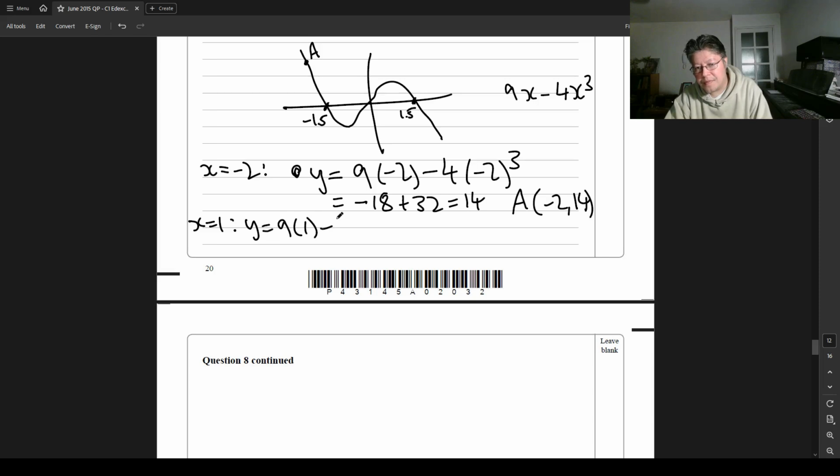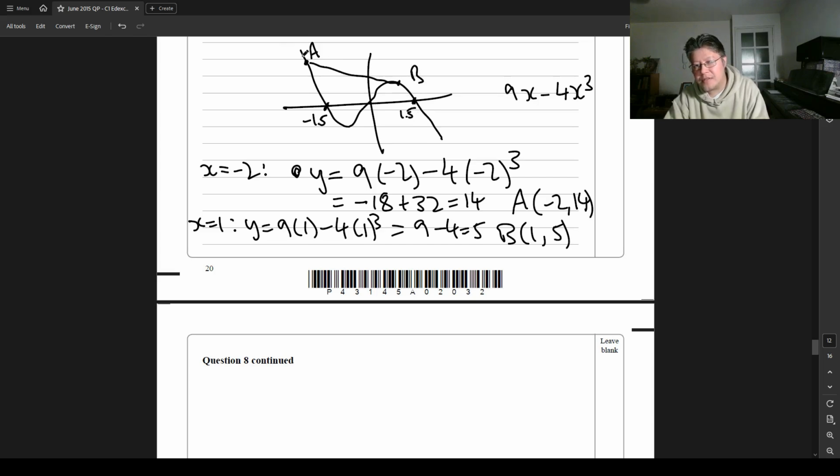9, 1. 1 cubed, so that's a 9. That's minus 4, so it equals 5. So we have the coordinates of the point B is (1, 5). So that was somewhere maybe around here. And we want to get the length AB.